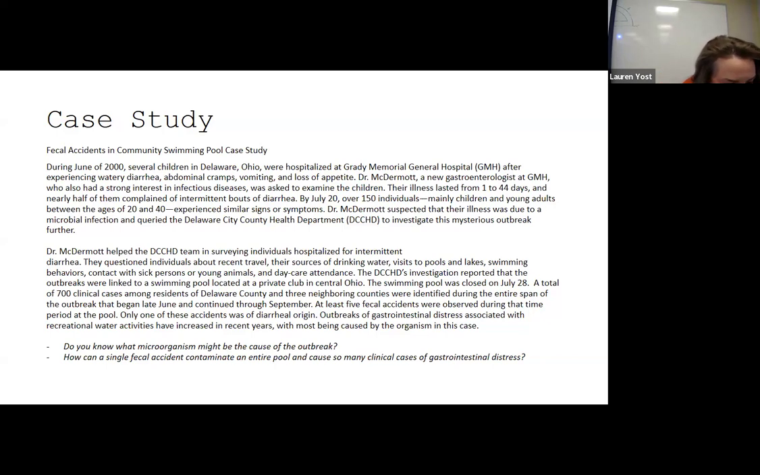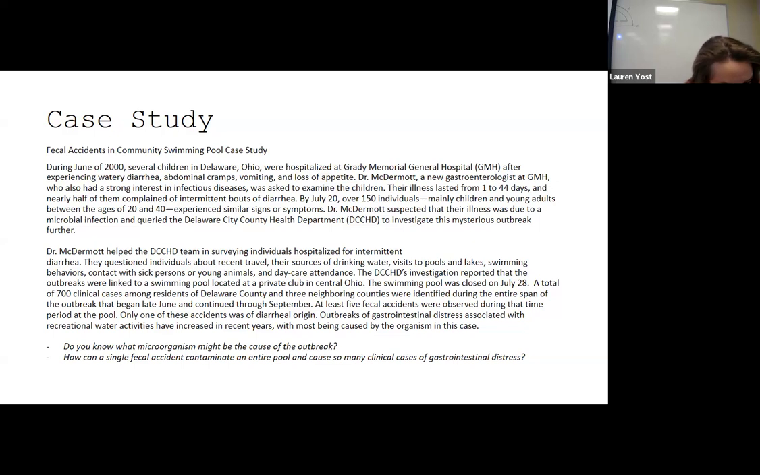At least five fecal accidents were observed during that time period at the pool. Only one of these accidents was of diarrheal origin. Only one of them was diarrhea. What? Outbreaks of gastrointestinal disease. I have read this before. I guess I never really read it with my soul before.